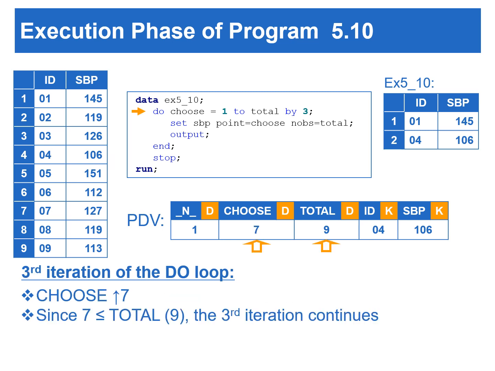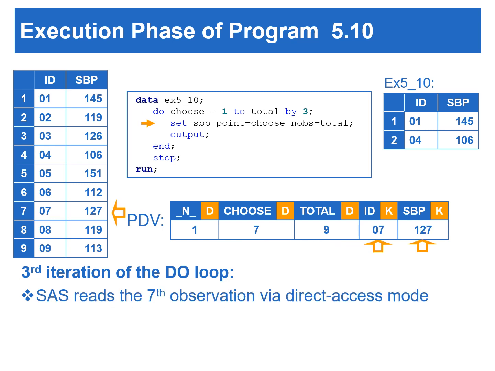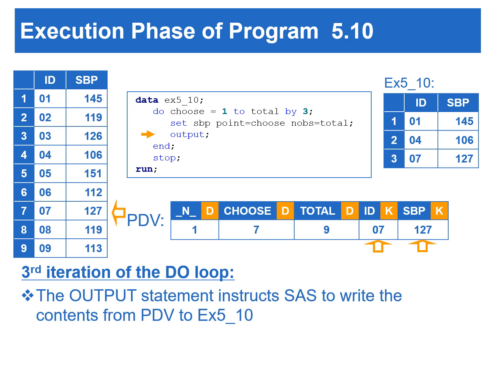At the beginning of the third iteration, choose is incremented to 7. Since 7 is less than or equal to 9, the loop continues. SAS reads the 7th observation from the input data to the PDV, via the direct access mode. The output statement copies the contents from the PDV, to the output data.